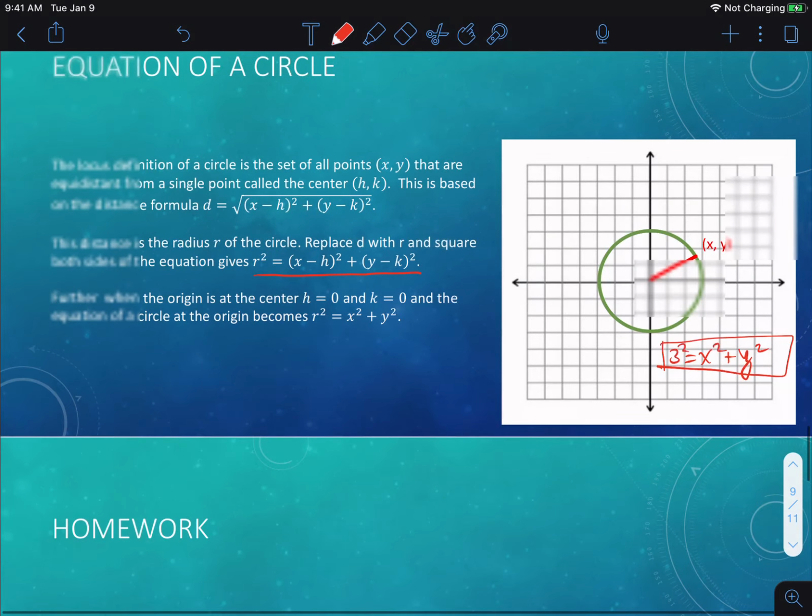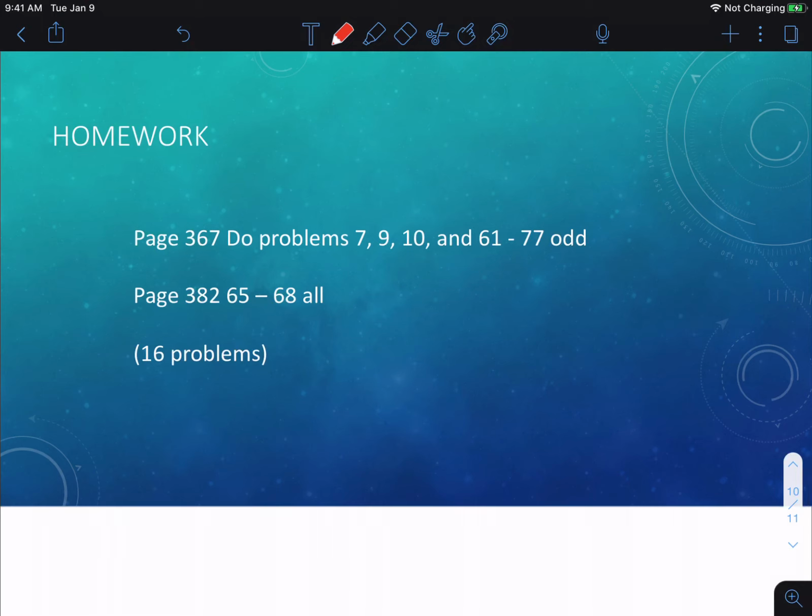Okay? So here we are, and the homework is 2-part. One's on page 367. I want you to do problems 7, 9, and 10, and then do all the parts of 61 through 77, just the odds. And I want you to do 4 more problems, if you could, please. Go to page 382 and do problems 65 through 68 all. That will give you 16 problems. Go ahead and do those. If you need to, give me a call or let me know that you want to meet, and we can go over this homework together.